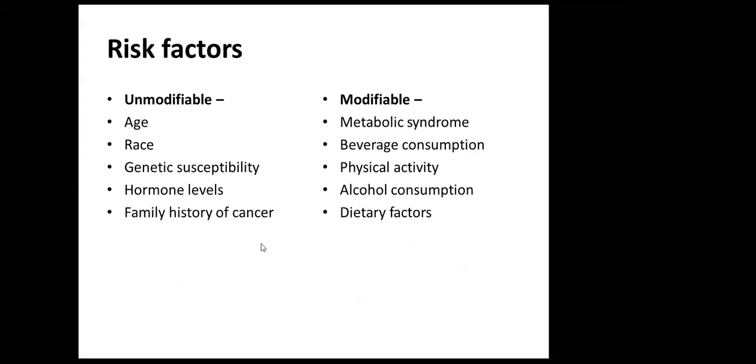Next, it is race. It has been observed that Asians have a lower risk of BPH when compared to white and black men. Genetic susceptibility: familial BPH is characterized by larger prostate size and diagnosis at an earlier age when compared to sporadic BPH. Hormone level is a controversial issue.